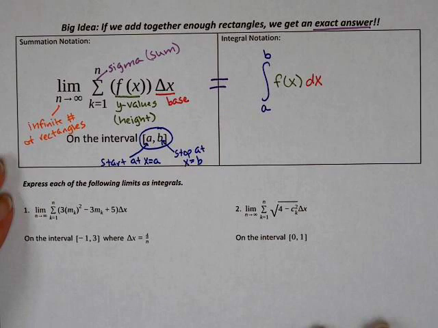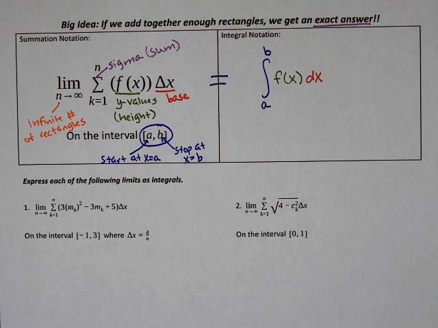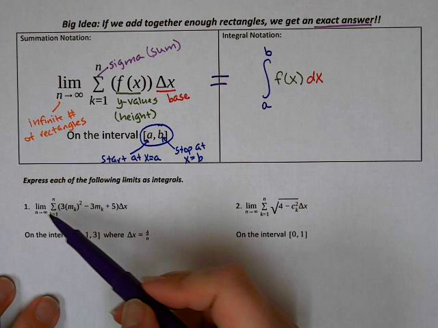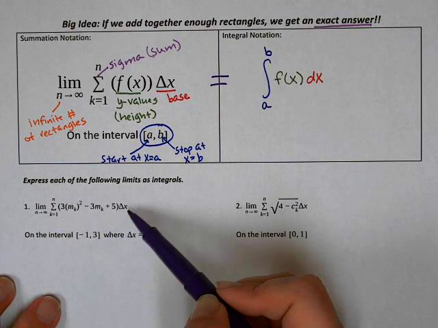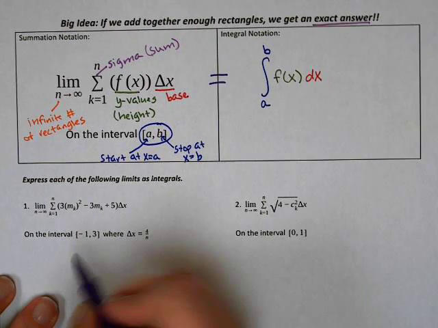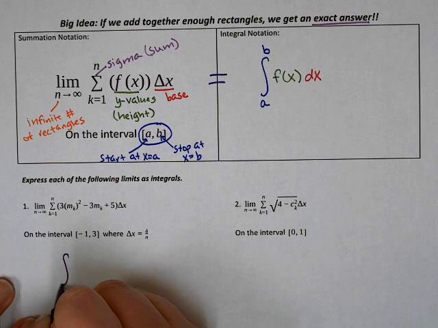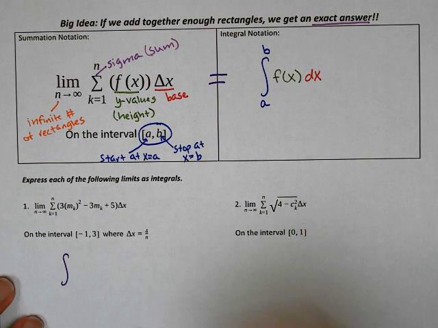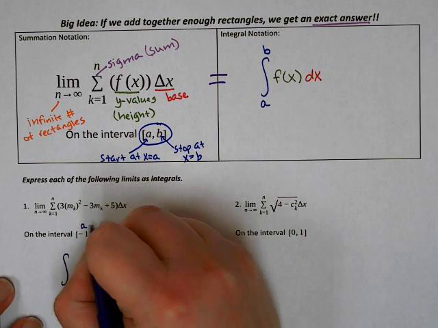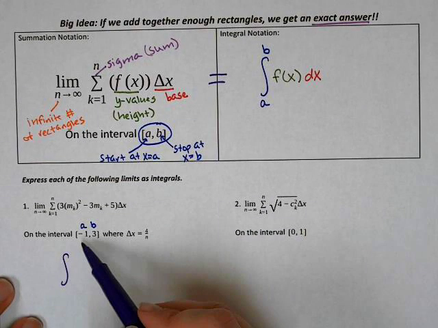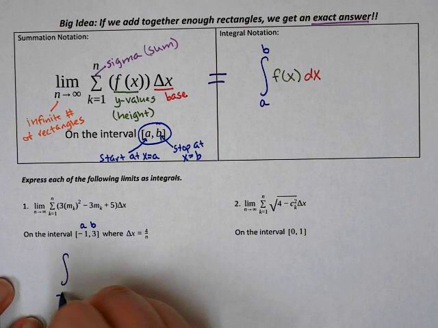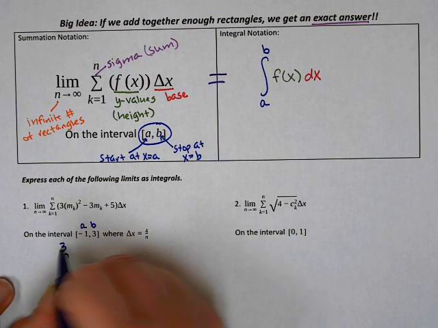Let's look at what this actually looks like in an example. So, express each of the following limits as integrals. We've got our infinite number of rectangles here. Here's our function inside, and here's our delta x. So we know we need the integral. And we know that our integral needs a start and a stop. So when we look, we're going on the interval from -1 to 3. That means that's our a and that's our b. So it's the integral from -1 to 3.